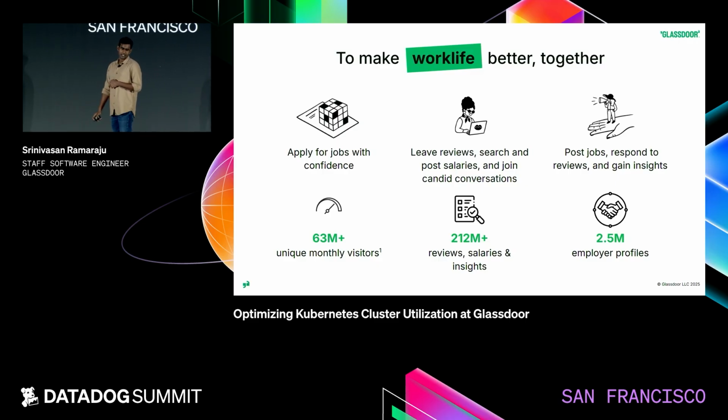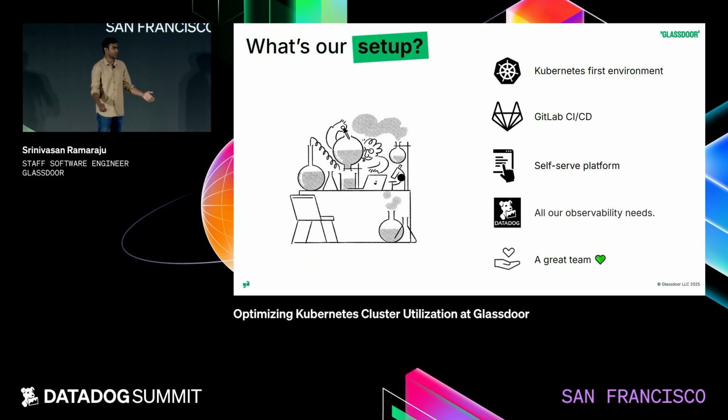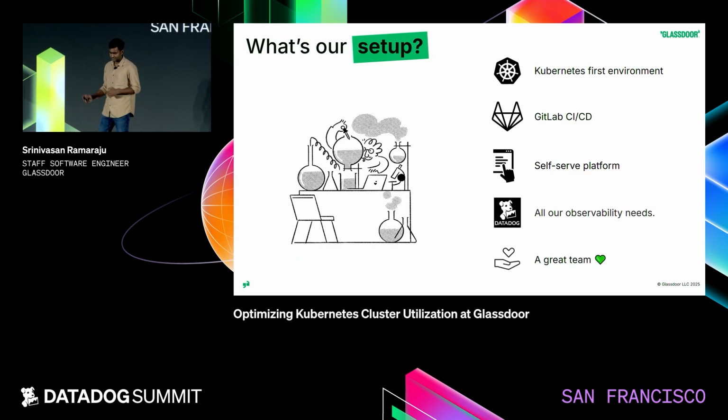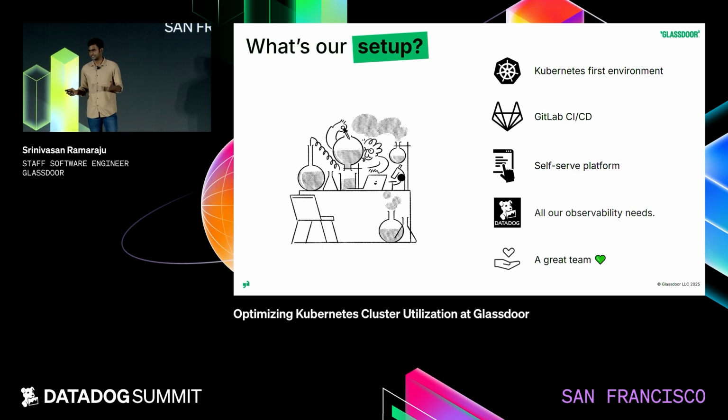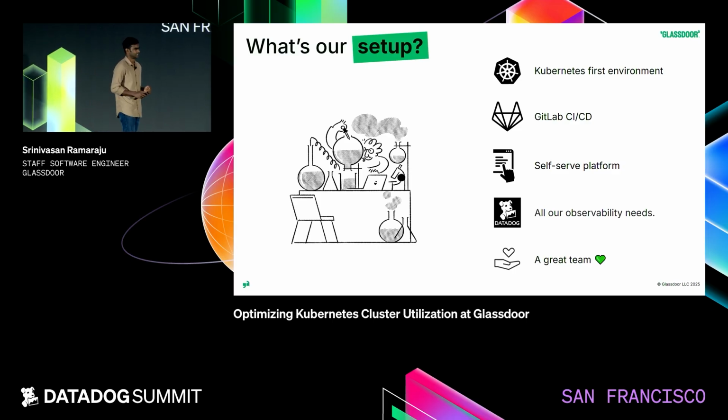All right. Moving on, what's our setup like? I want to give you a brief overview of what Glassdoor infrastructure is like. We are a Kubernetes first environment. Majority of our apps do get deployed to Kubernetes. I'm sure everyone in the audience here is using Kubernetes in some form as part of their infrastructure.